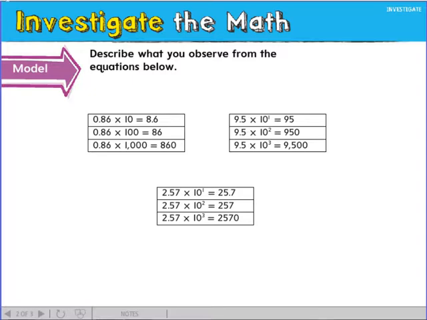Then across from that we have 9 and 5 tenths times 10 to the first power is 95. 9 and 5 tenths times 10 to the second power is 950. 9 and 5 tenths times 10 to the third power is 9,500. Okay. And we have 2 and 57 hundredths times 10 to the first is 25 and 7 tenths. 2 and 57 hundredths times 10 to the second equals 257. And 2 and 57 hundredths times 10 to the third is 2,570.